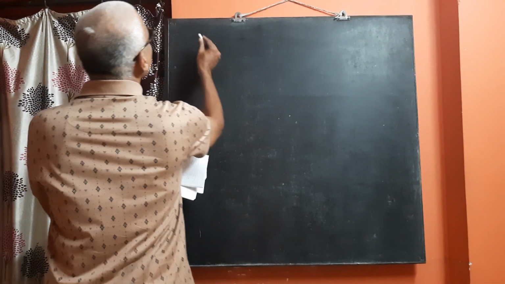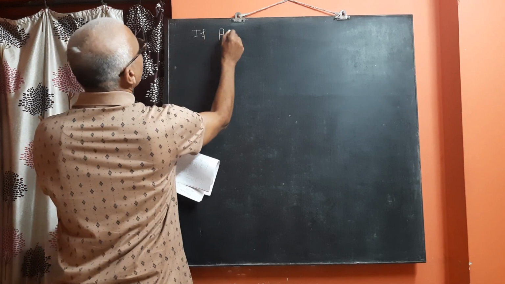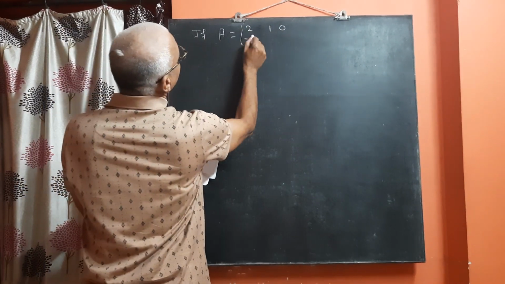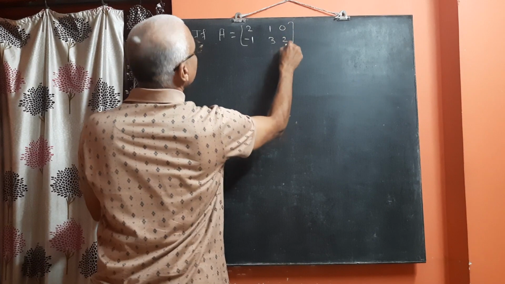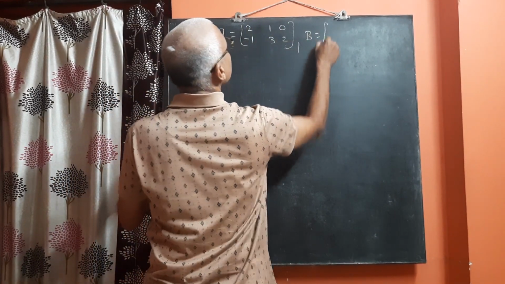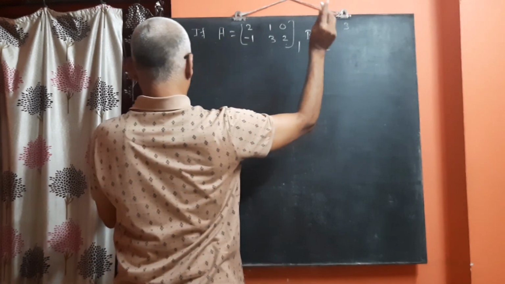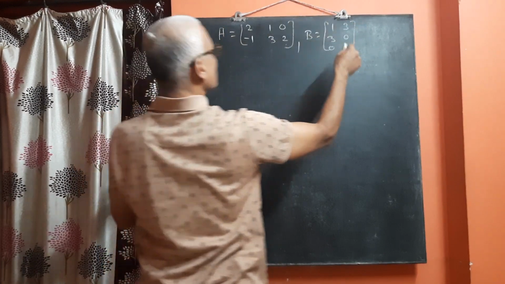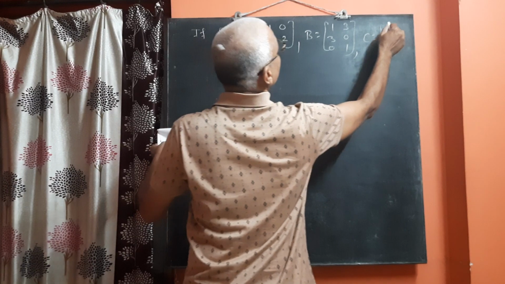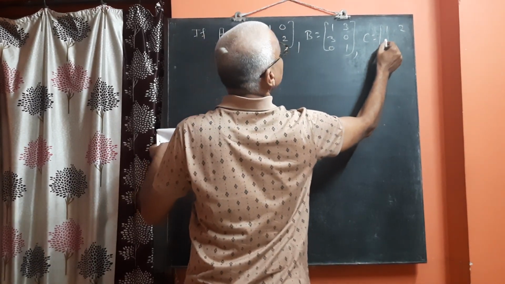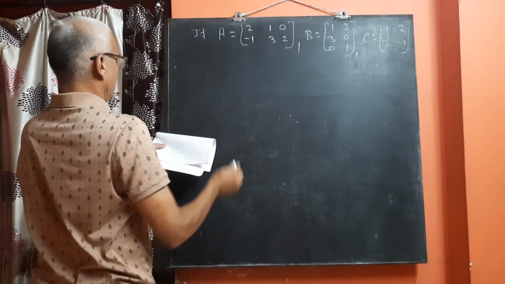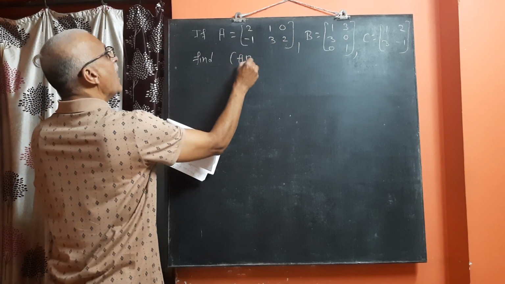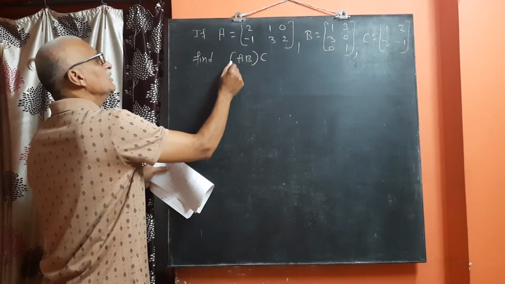The problem is: if A is equal to the matrix 2 1 0, minus 1 3 2, B equals the matrix 1 3, 3 0, 0 1, and C equals the matrix 1 2, 3 minus 1. Find AB into C.